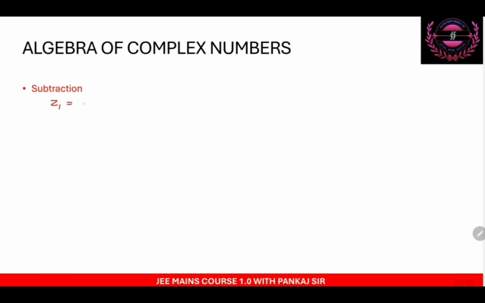Let z1 equals x1 plus iota y1, z2 equals x2 plus iota y2. If you have to find z2 minus z1, I will subtract the real part of the first complex number from the real part of the second complex number.